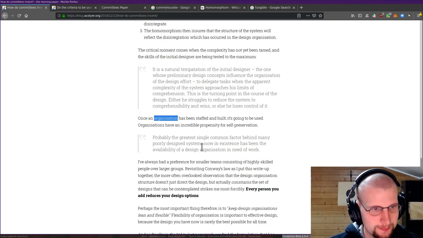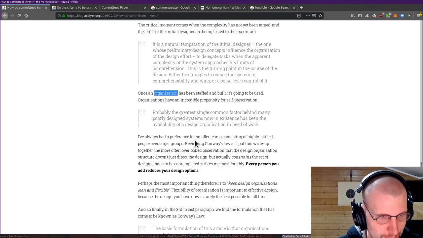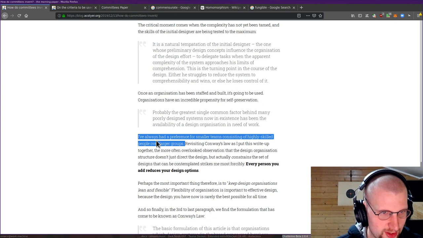That's kind of interesting. I've always had a preference for smaller teams consisting of highly skilled people over larger groups. This is also something that John Carmack is eager about, like having small and focused teams.